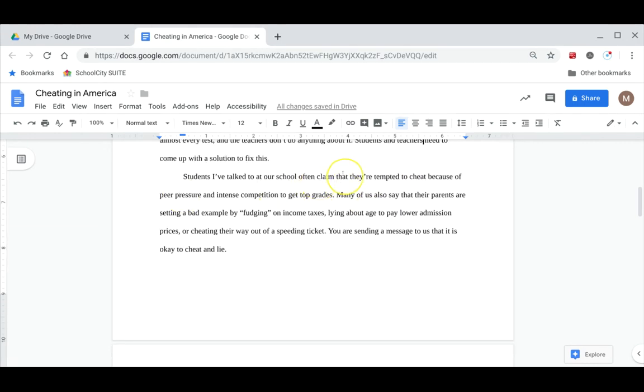Students I've talked to at our school often claim that they're tempted to cheat because of peer pressure and intense competition to get top grades. So I'm just going to say students instead of students I've talked to at our school.